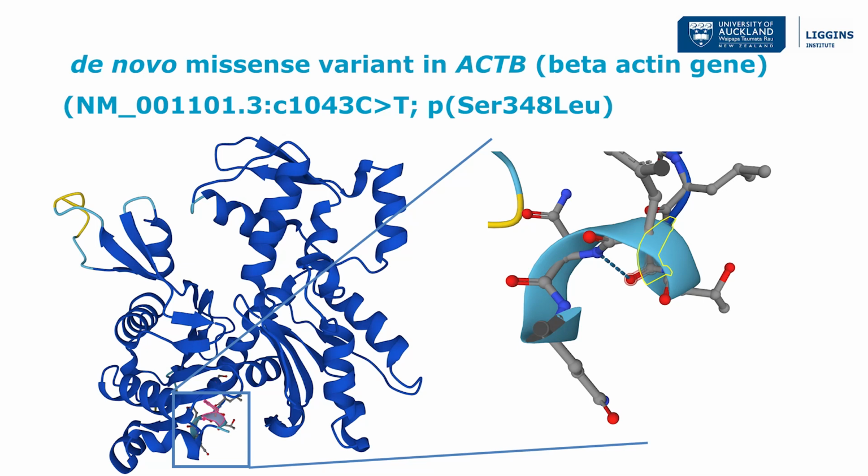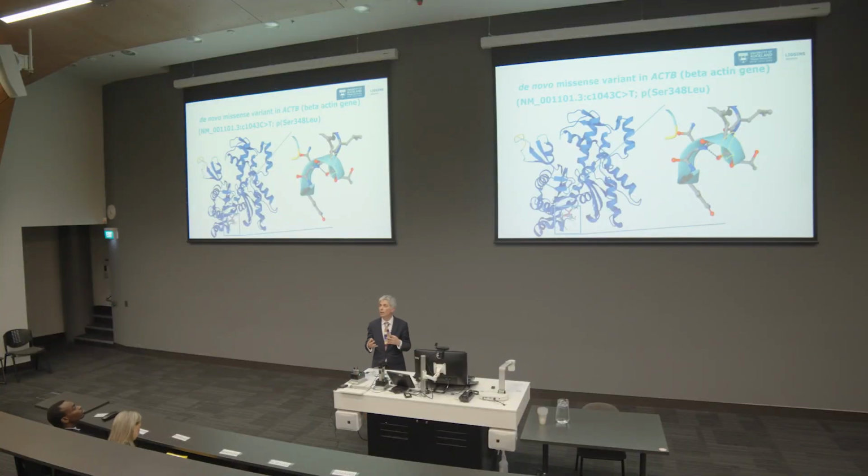This is your beta-actin protein. This is where the abnormality is. So one amino acid change just here in this very large protein has led to the problems that we found in this baby, we thought. Now, what is beta-actin? It's a protein for your cytoskeleton, which means it's in every single cell in your body, and it's absolutely critical for the way your cell works.